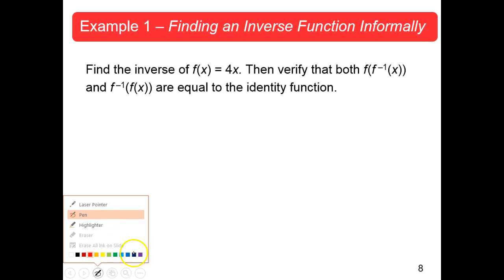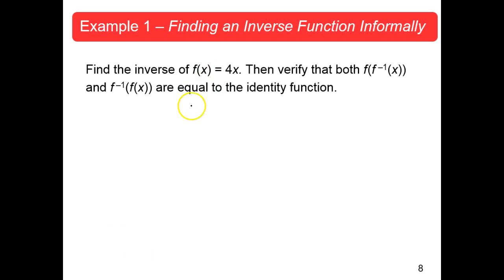If I can get the pen up. Okay. We'll guess the f inverse of x, this is a guess now, to be x over 4, dividing by 4. Okay? Now it says, then verify that both f of f inverse and f inverse of f, the two composites there, are indeed equal to the identity function. If they both are, these are inverses. Okay? So we'll do the first one. What is f of f inverse of x?